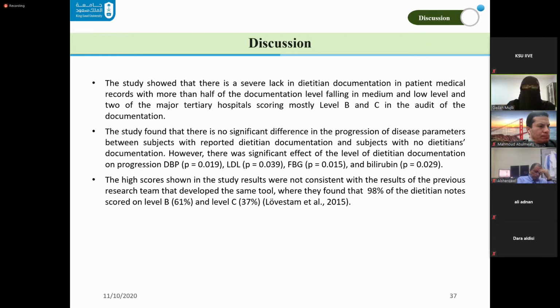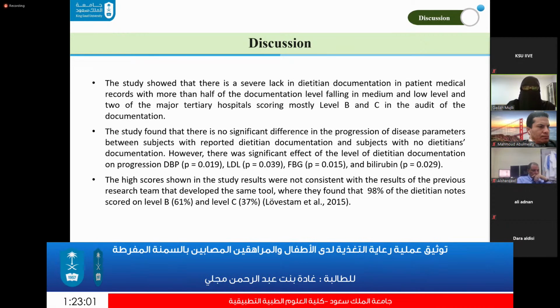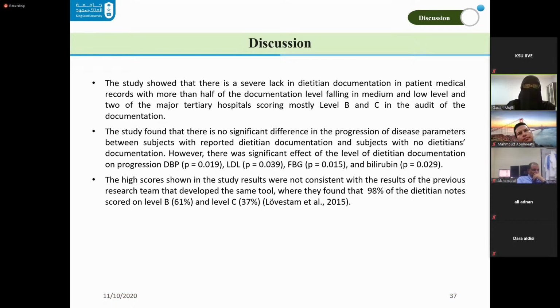However, a significant difference was found in the systolic blood pressure, LDL, fasting blood glucose, and bilirubin. The high audit scores shown in the results were not consistent with the results of the previous study that utilized the tool and developed it, where they found that 98 percent of the dietitian notes scored in the B level and C level.